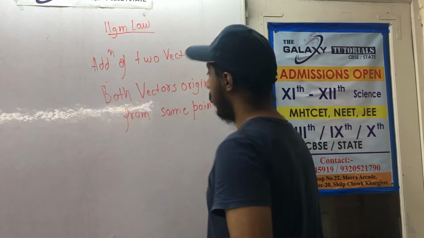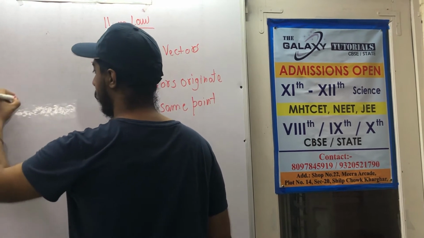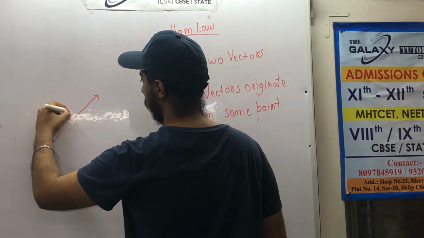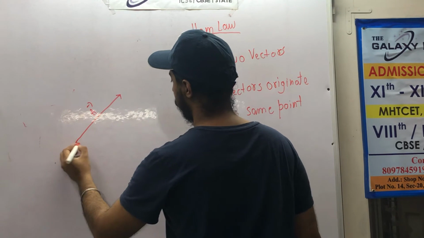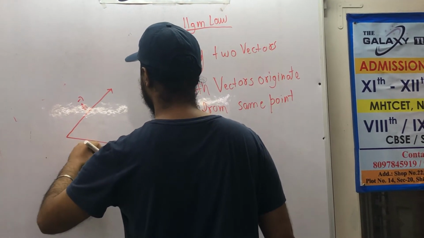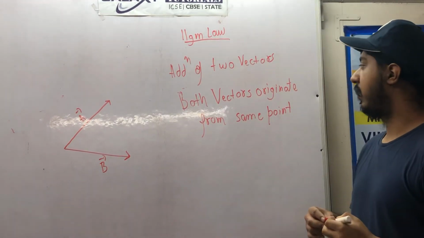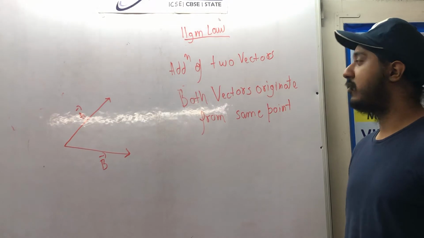From the same point. What does this mean? Now I will show you with the help of a diagram. Say this is a vector A, and this is a vector B. Vector A, vector B. Okay, so what does parallelogram law state?